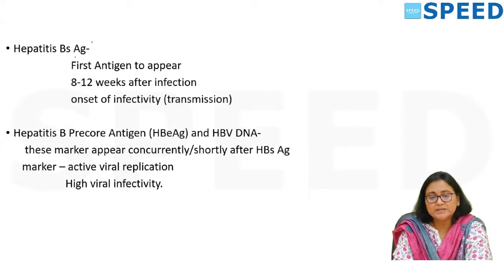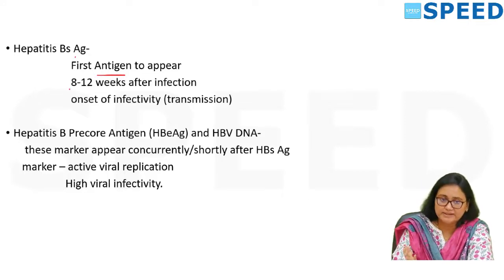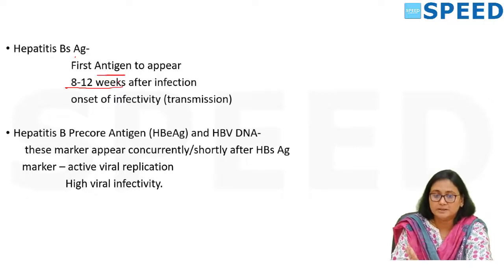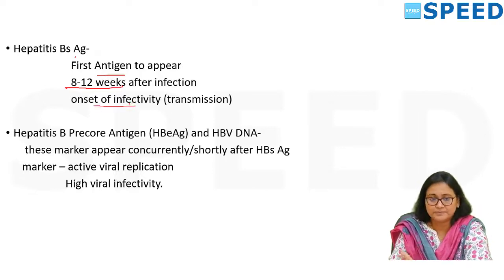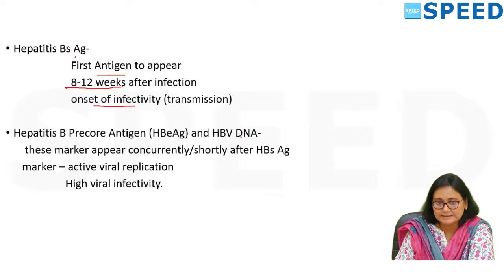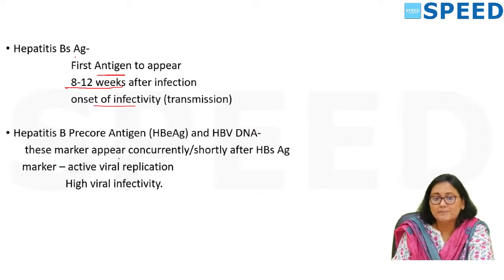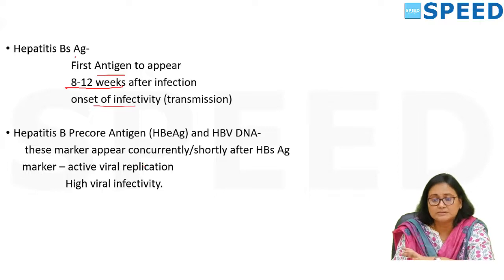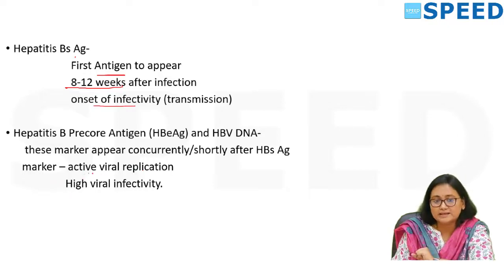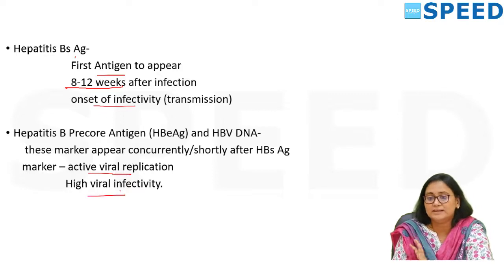Surface antigen will be the first antigen to appear. How many days after the infection? You have to keep in mind, 8 to 12 weeks after the infection, hepatitis B surface antigen appears. And it indicates the onset of infectivity and transmission. Hepatitis B pre-core antigen, which we say envelope antigen, and hepatitis B DNA, these are markers which appear almost concurrently or shortly after hepatitis B surface antigen appearance. And they are markers for active viral replication and high viral infectivity.